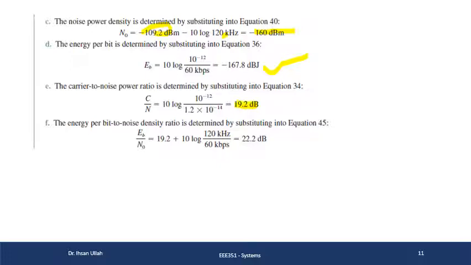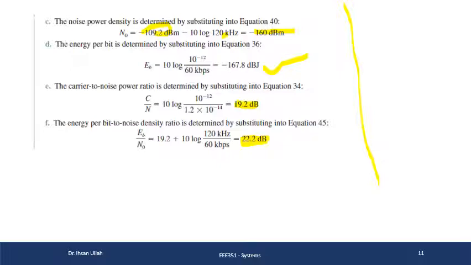ठीक है. तो this is the carrier to noise power ratio. ठीक है, 19.2 dB. एनर्जी पर बिट टू नॉइज डेंसिटी, तो ये हमने जो लेटेस्ट इक्वेशन की थी, इक्वेशन 45, वहाँ से आप कंप्यूट कर सकते हैं. वहाँ से जब आपने कंप्यूट की, you found it out to be 22.2 dB. सो बेसिकली ये जो आपकी एग्जांपल है, आप डिफरेंट मॉड्यूलेशन स्कीम्स के लिए देख सकते हैं, कंपेयर कर सकते हैं using these formulas कि कौन सा कैसे चीज़ कैसे काम करती है.